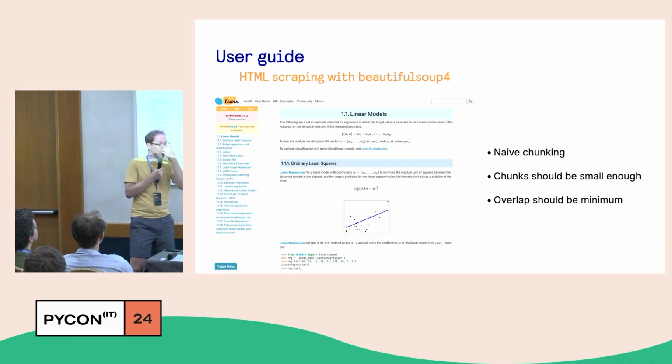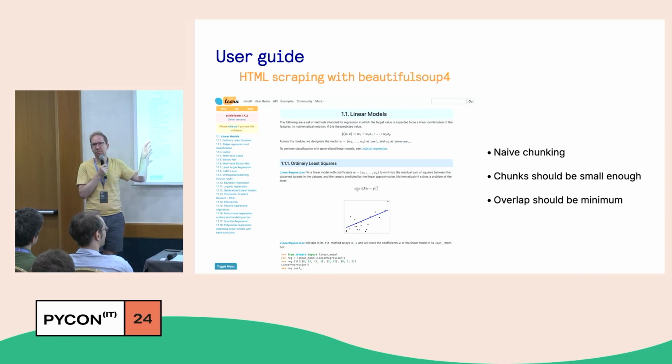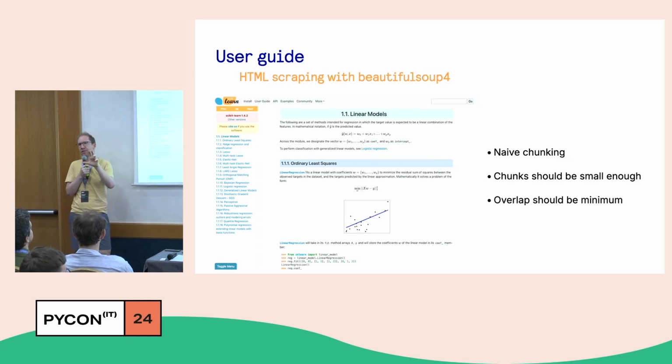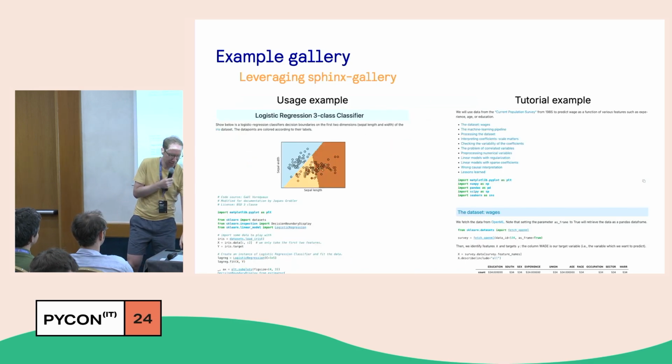Okay, so another type of documentation that we have is the user guide. In that case, I did exactly the naive chunking. I could have done a bit more by actually finding the sections and being sure that we chunk in a good way, okay? But here I didn't take care of that. And I don't use the images as well.